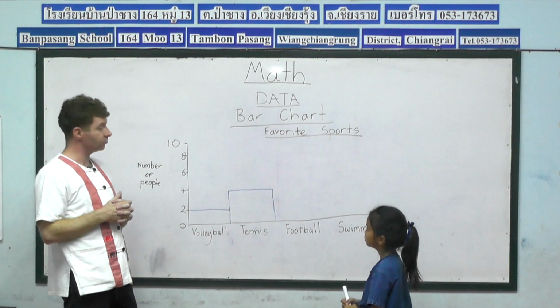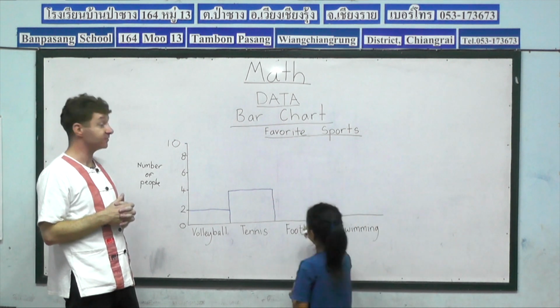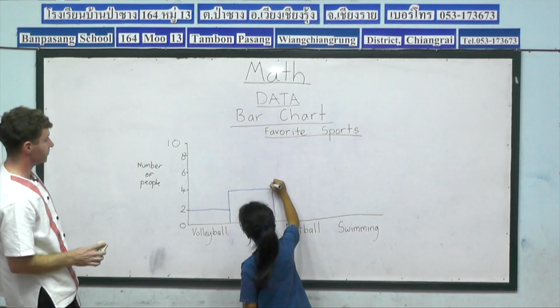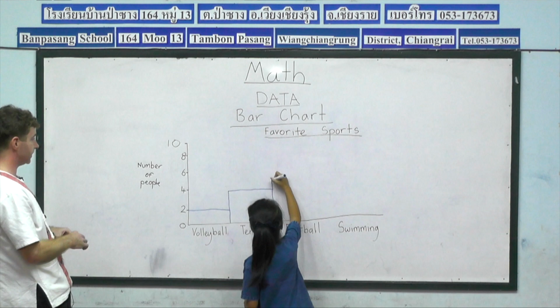5 or 6? What should we go? Prau, 5 or 6? 5. Okay, Prau says 5. Start the bar right next to the next one. That's it. And it'll go up to halfway between 4 and 6.